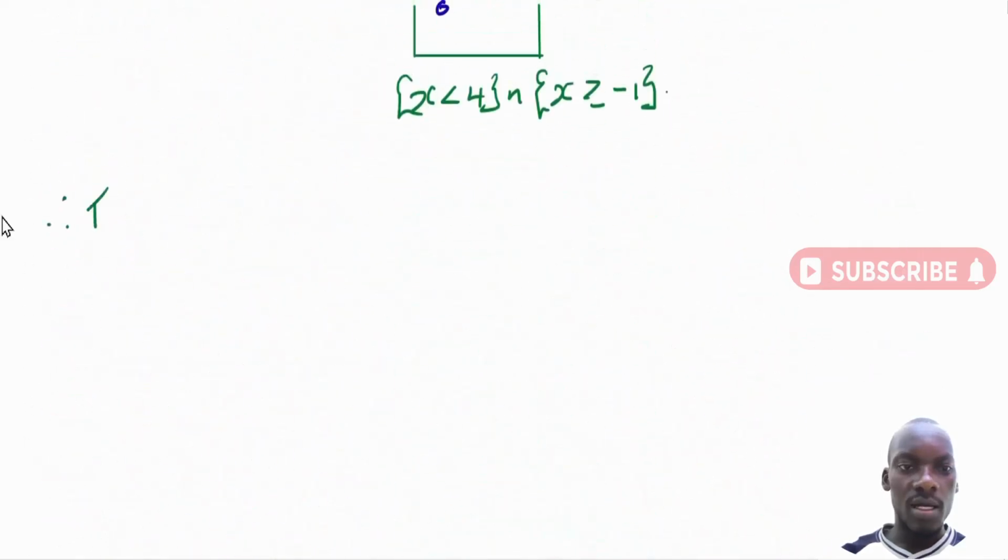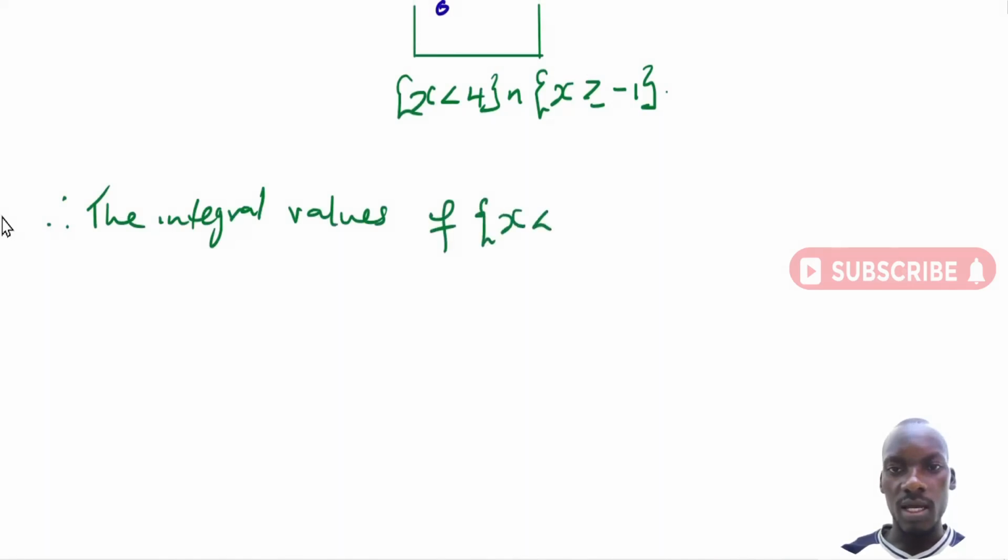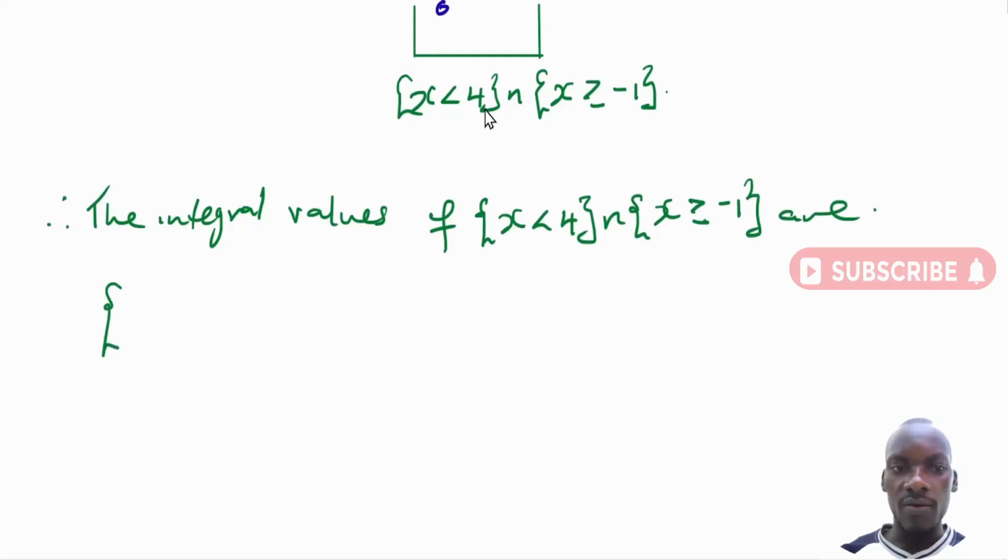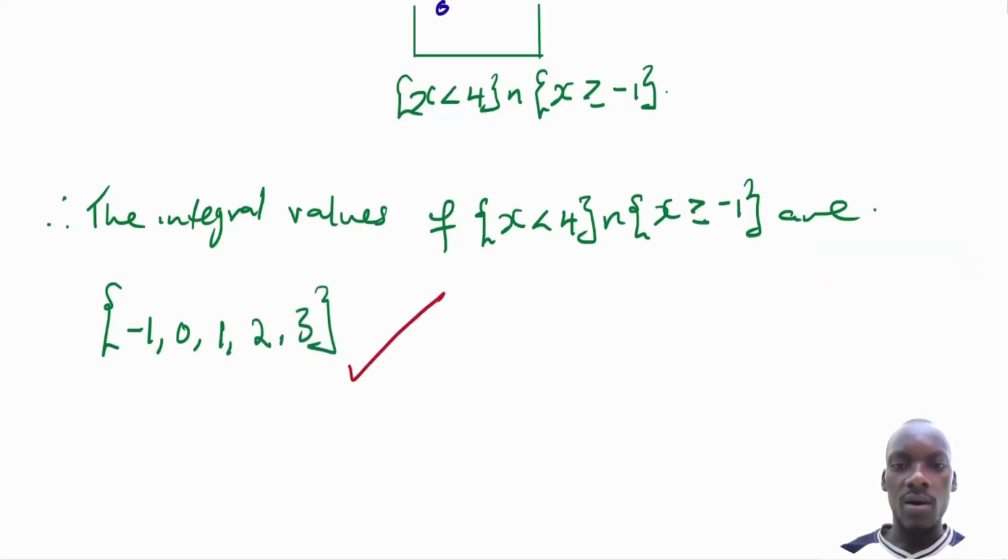So we can go ahead and say that therefore the integral values of the two sets, which is now x less than 4 intersection x greater than or equal to negative 1, and still in set form, we have negative 1, we have 0, we have 1, we have 2, and lastly 3. So this becomes our correct answer.